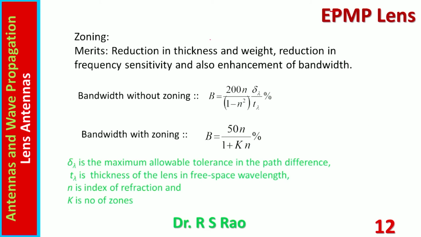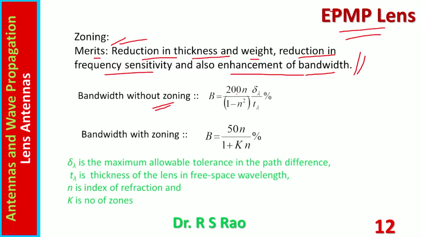A few points regarding zoning of EPMP lenses. Merits: reduction in thickness and weight, reduction in frequency sensitivity, and also enhancement of bandwidth. These are all positive aspects of zoning. It can be shown bandwidth without zoning is given by 200 n by (1 minus n square) delta lambda by t lambda percentage. Bandwidth with zoning becomes 50 n by (1 plus kn) percentage.